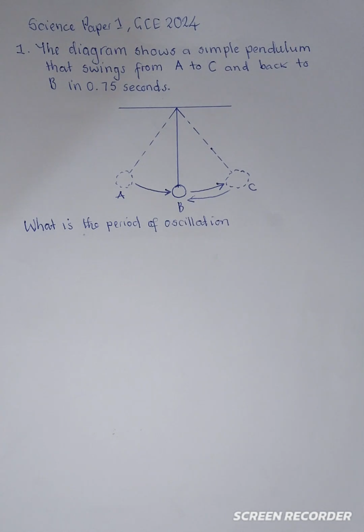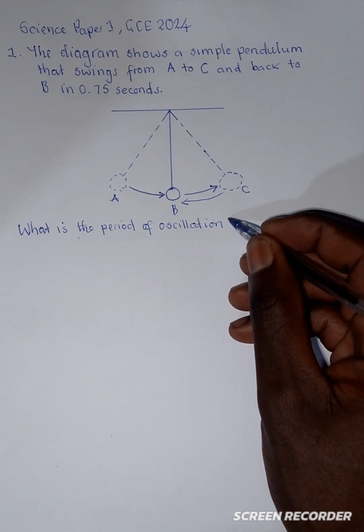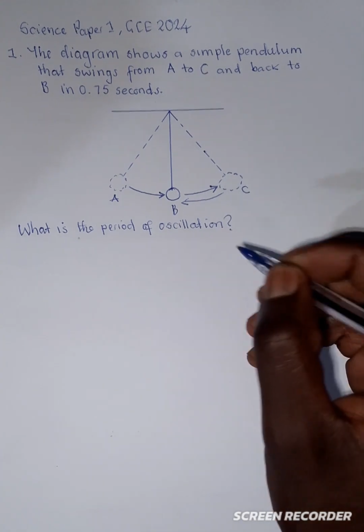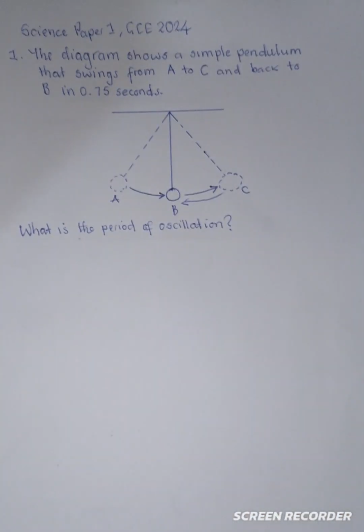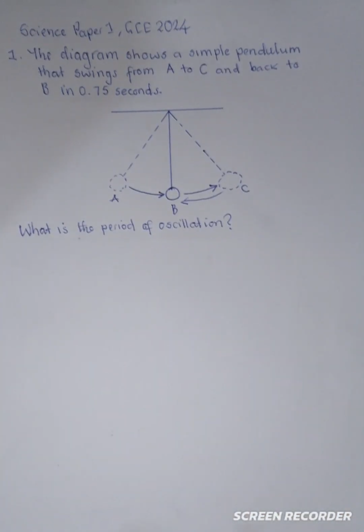So the question is, what is the period of oscillation? The first thing to consider is the number of oscillations. How many oscillations do we have here?